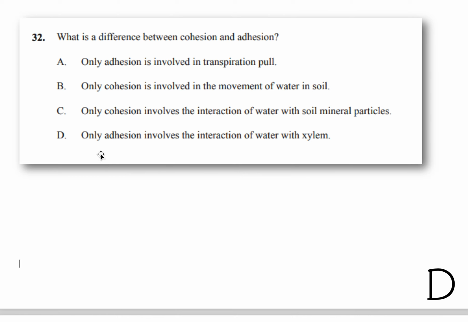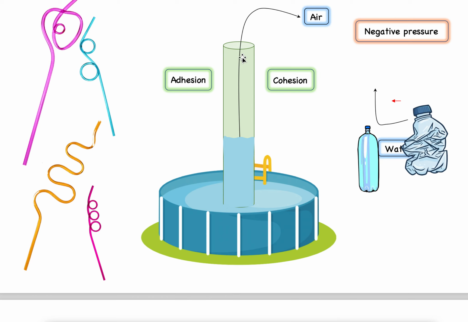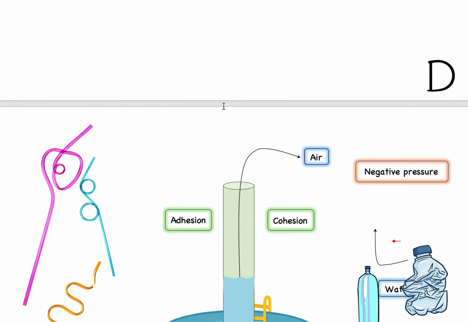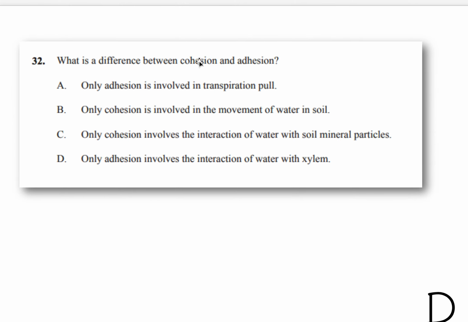So what is D? Only adhesion involves the interaction of water with the xylem. That's true. If we assume that this pipe here is the xylem, adhesion is the interaction, or the gluing, of water to the vessel, the xylem wall. That's adhesion alone, so it is D. Admittedly this is a tough one because they test your knowledge from other topics, but it is still related to 9.1.